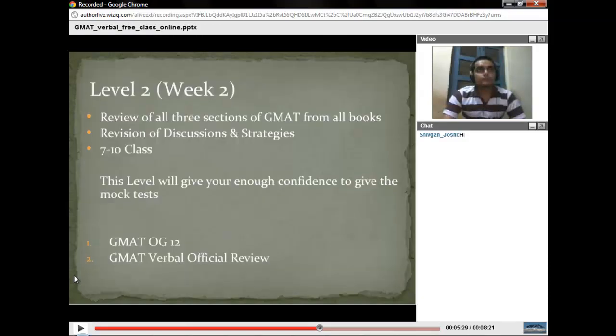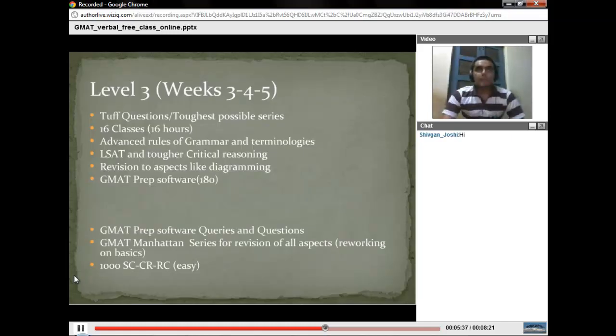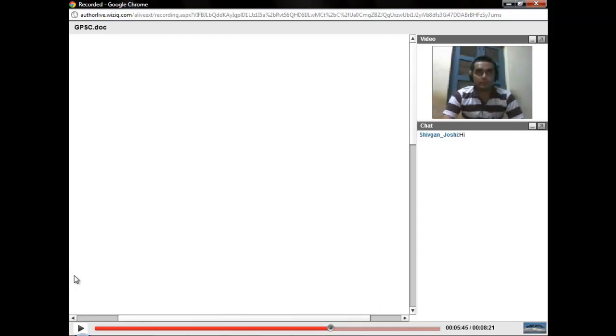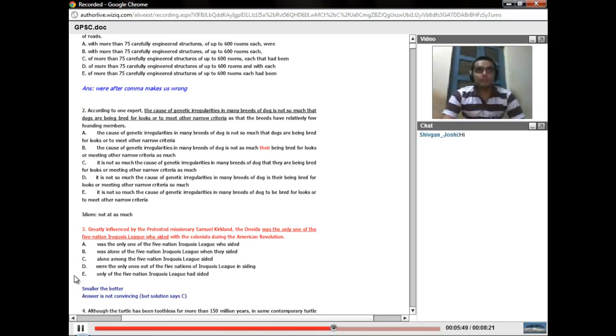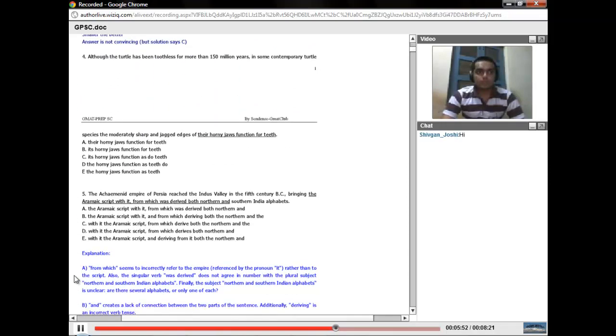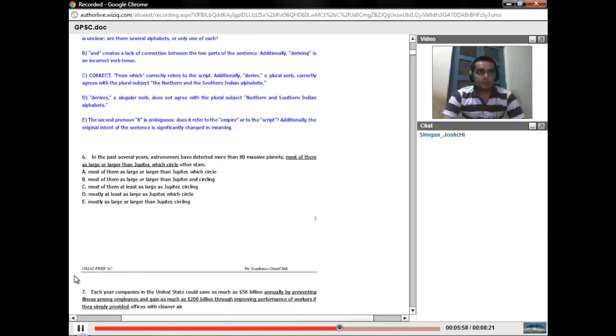Okay, so level 2 would be the verbal review and the official guide. And after we are through with level 2, for level 3 we are going to look at different questions, for example questions of Power Prep. These are the questions which we are going to look into. These questions are compiled by Sonderso of the GMAT Club, all credits to him. And we are again going to look at tougher questions.